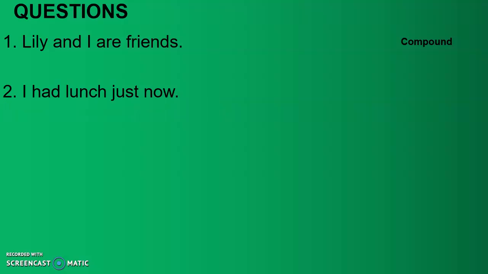We look at the second question. I had lunch just now. We can't really spot any coordinating conjunction. We can't spot any subordinating conjunction. We cannot really spot any independent or dependent clauses. It just makes sense on its own. Therefore, it has to be a simple sentence.